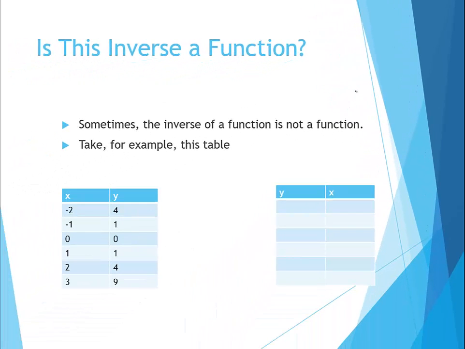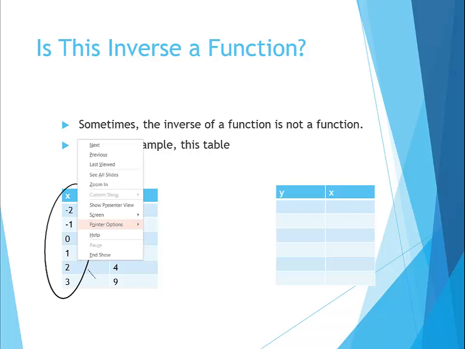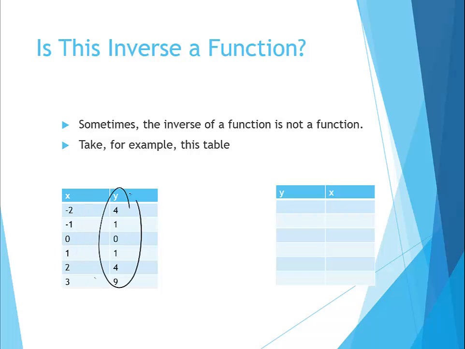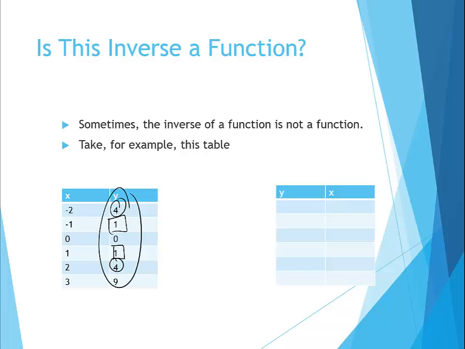Now, last slide. Sometimes our tables aren't functions either. Because if you see here, we have -2, -1, 0, 1, 2, 3. They're all different numbers, which is good. And here, we have 4, 1, 0, 1, 4, 9. We have same numbers, 4 and then 1. But it's okay to have the same number in your output.